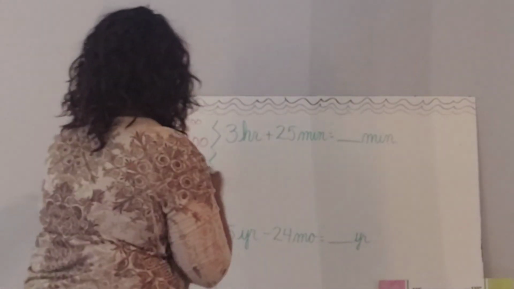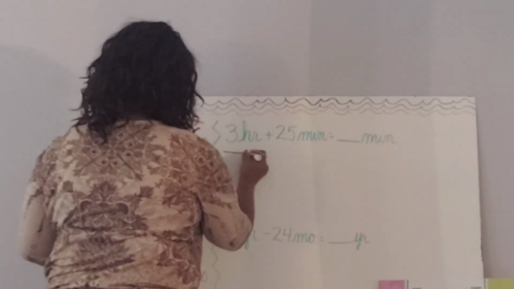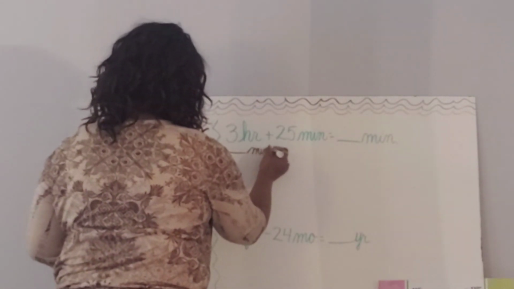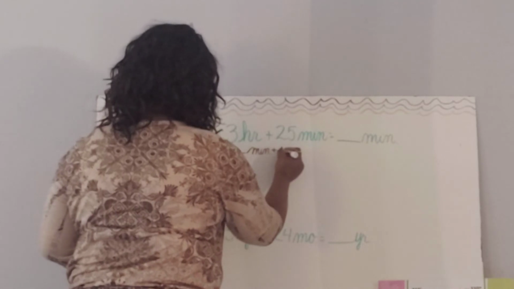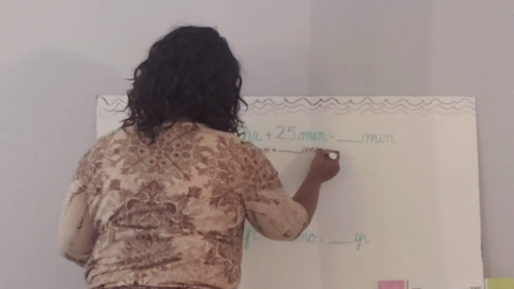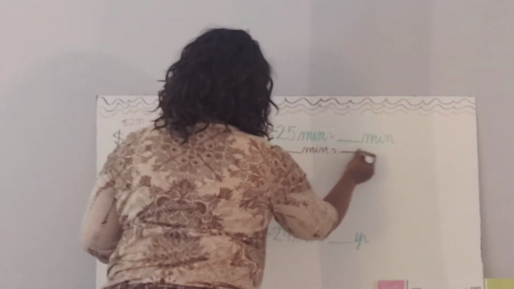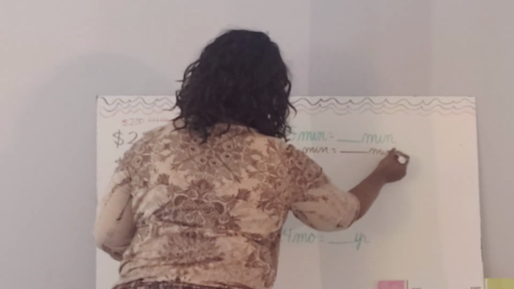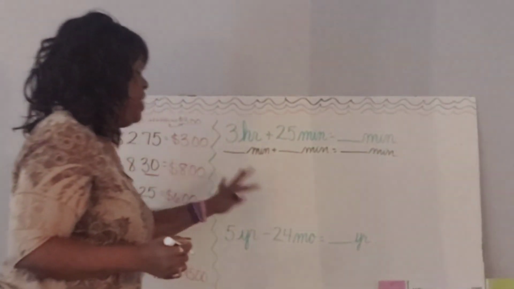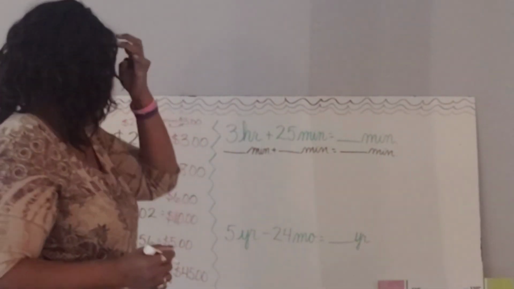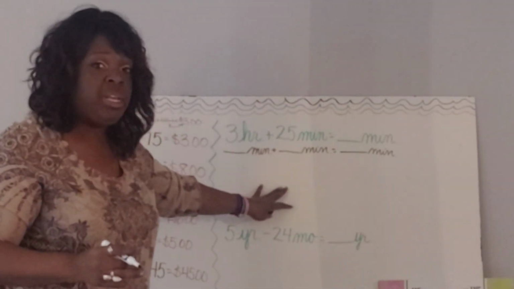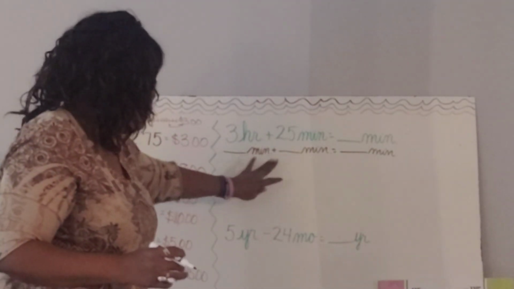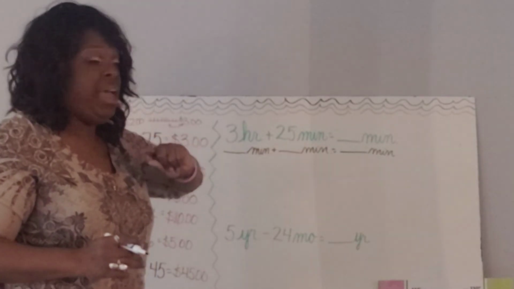Oh, what am I gonna do? Well, I'm just gonna be calm. I'm gonna write what I know: blank minutes plus blank minutes, my little clues here, equals blank minutes. We're gonna figure this out because we can look at that and realize, okay, that's fine. I just have to know my minutes because my minutes are missing. So I will find those minutes some way, somehow.